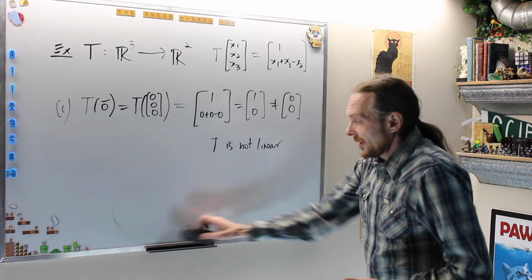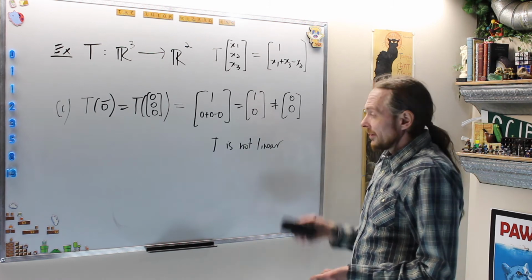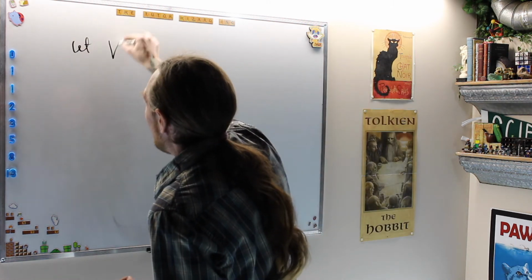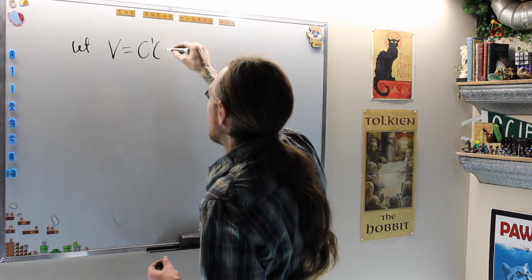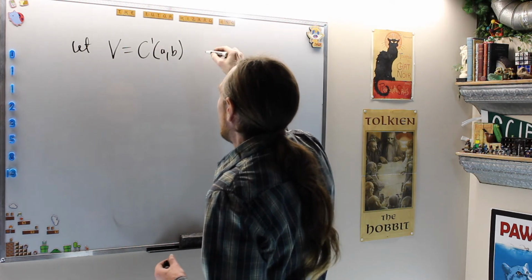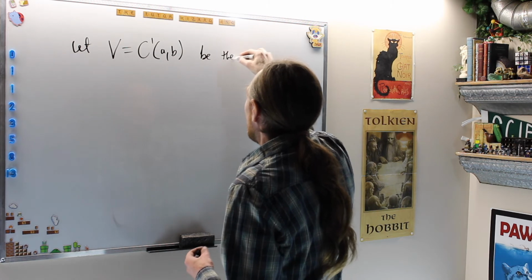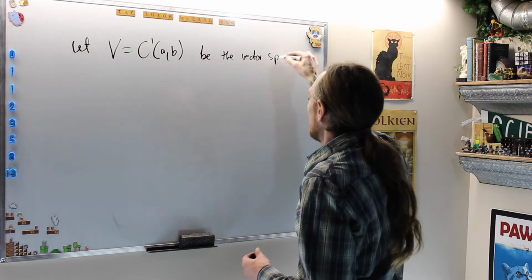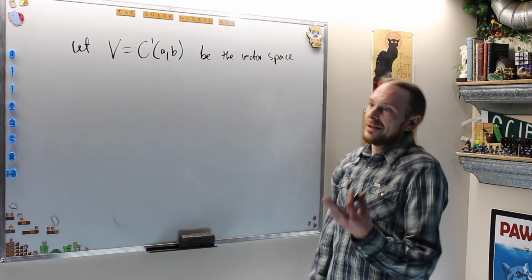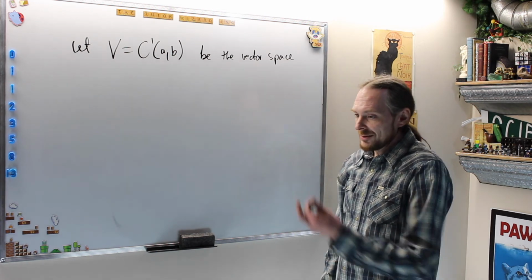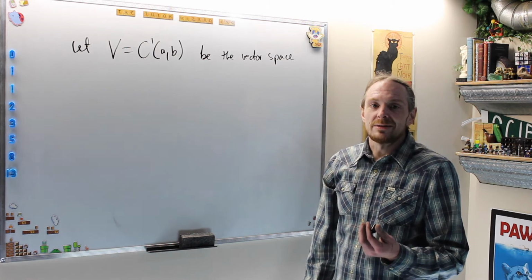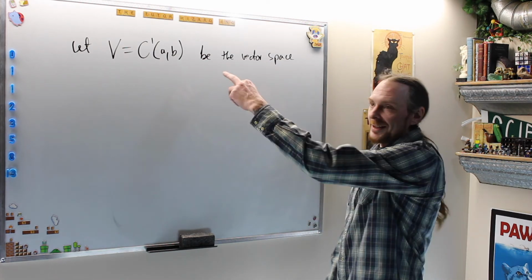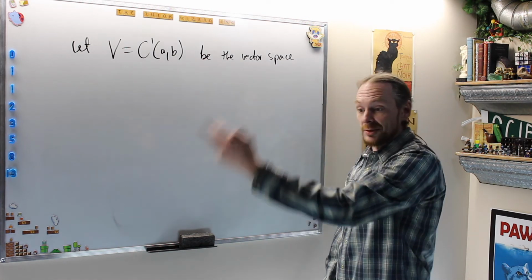Now, to wrap up, let's do a couple more clever ones. Let V equal C1(a,b) be the vector space. Oh, disclaimer, I'm assuming you have some calculus knowledge because we're going to do calculus. Derivative and integral are linear transformations on the vector space of differentiable functions to continuous functions.